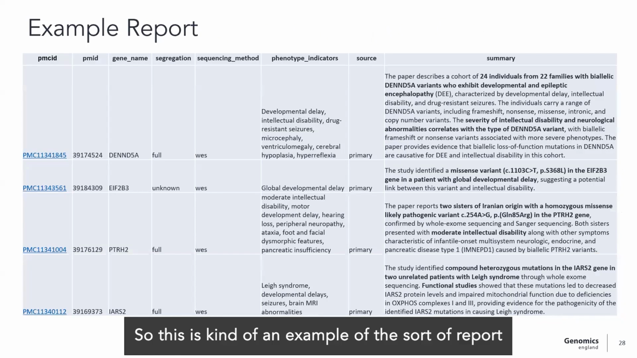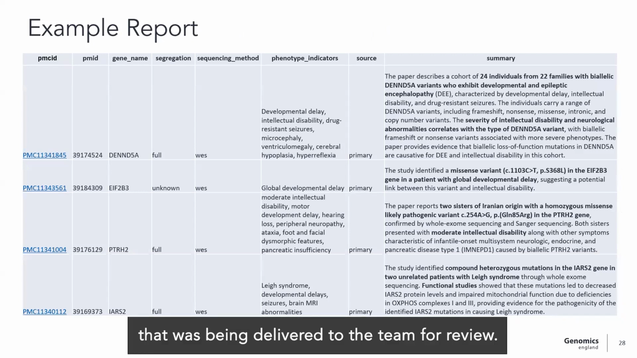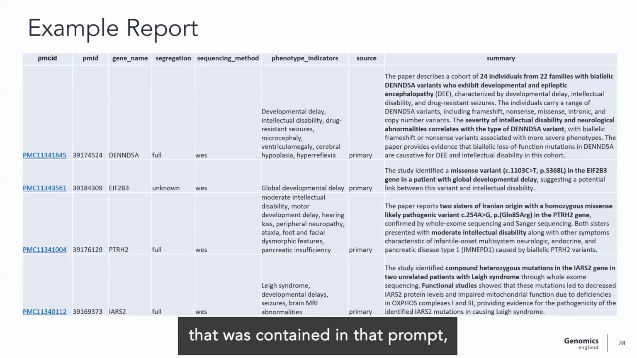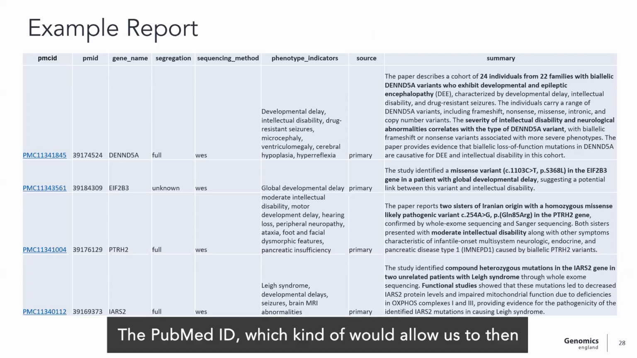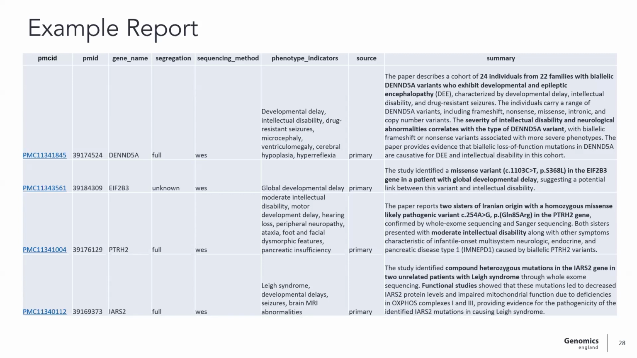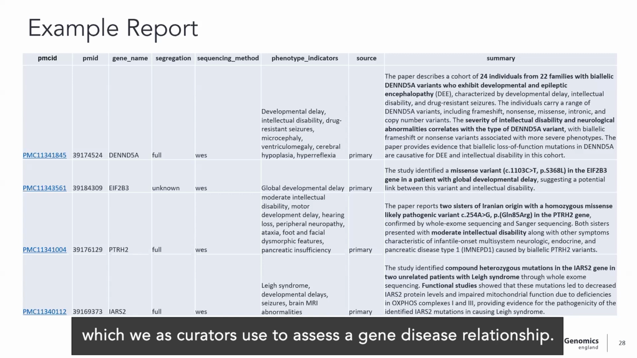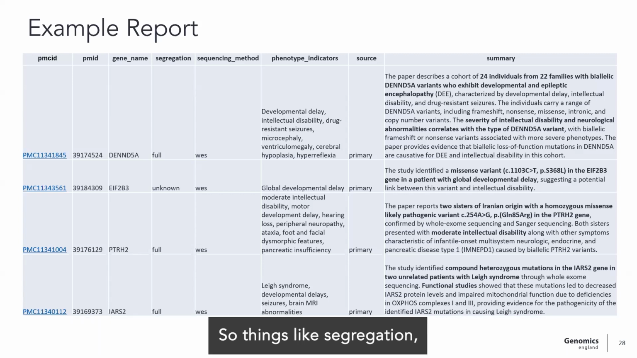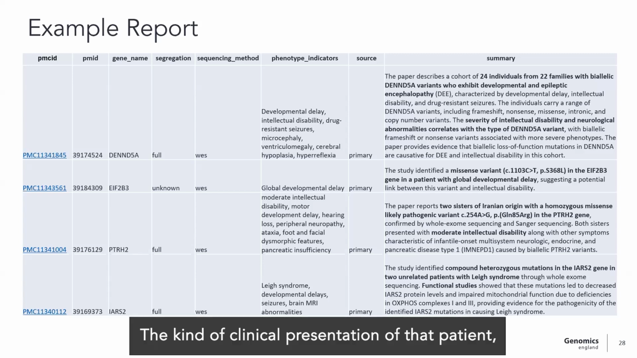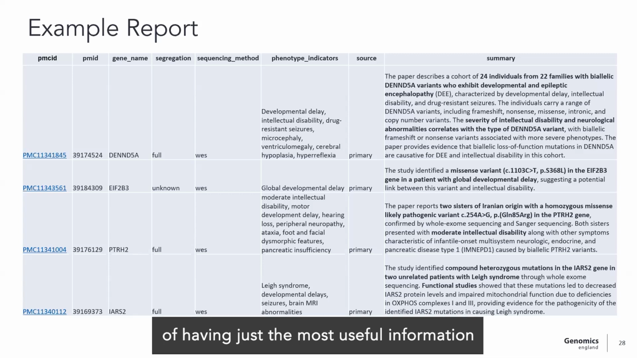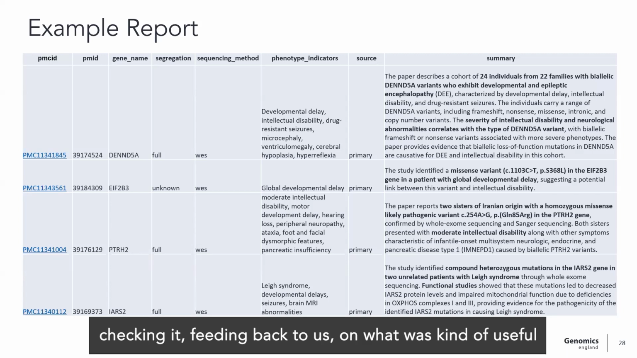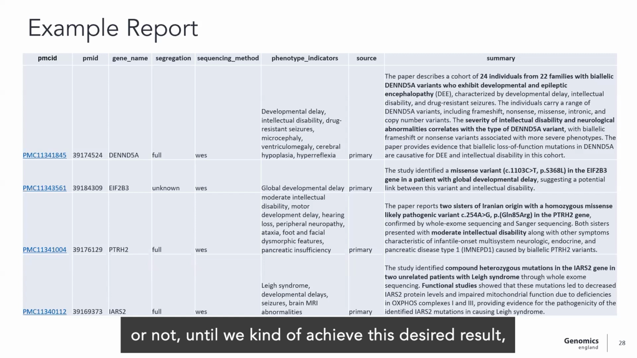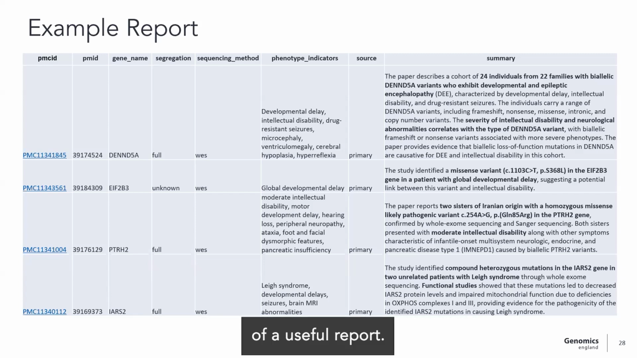So this is an example of the sort of report that was being delivered to the team for review. It contains useful information that was contained in that prompt, such as the gene that the entry is relating to, the PubMed ID, which would allow us to check the report against the original publication, and also these custom fields, which we as curators use to assess a gene-disease relationship. So things like segregation, the sequencing method that is used, and the clinical presentation of that patient. To get to this point of having just the most useful information did take a bit of tweaking. It was definitely an iterative process of us receiving a report, checking it, and feeding back to Sam on what was useful and not, until we achieved the desired result of a useful report.